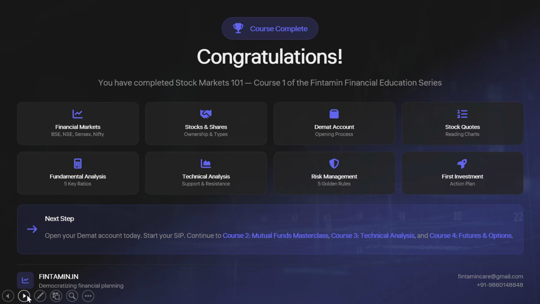The next step is clear. Open your Demat account today if you have not already. Start your SIP. When you are ready to go deeper, Course 2 is Mutual Funds Masterclass. Course 3 is Technical Analysis and Course 4 is Futures and Options Foundations.